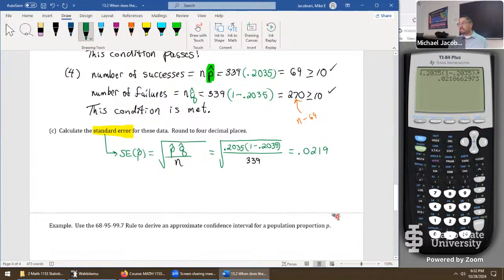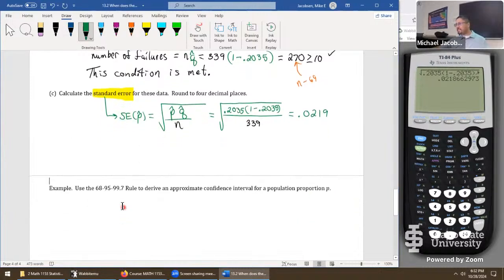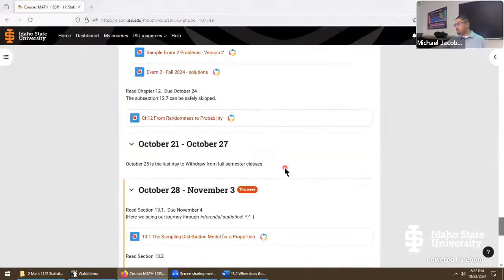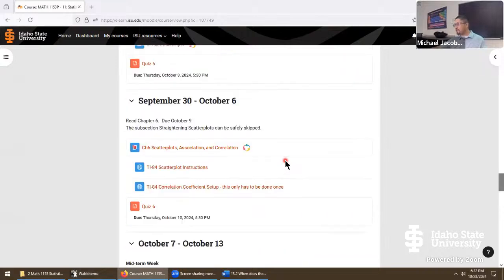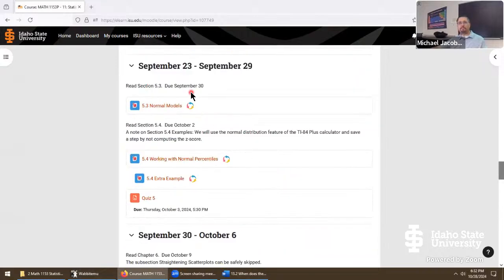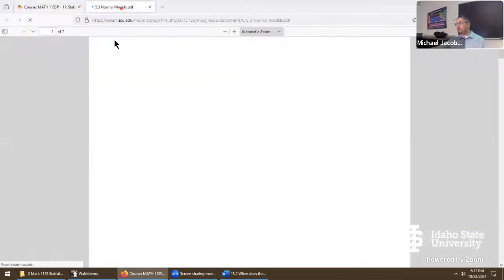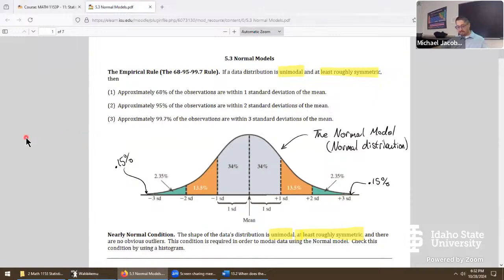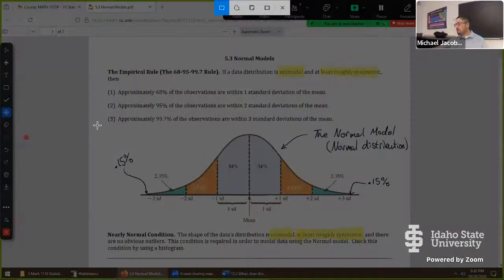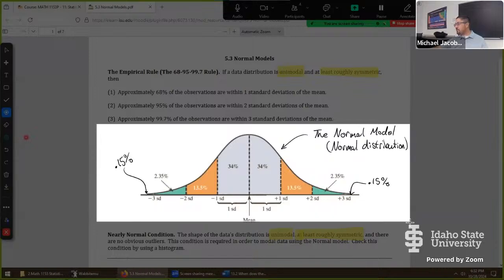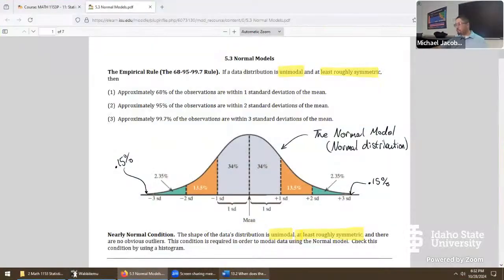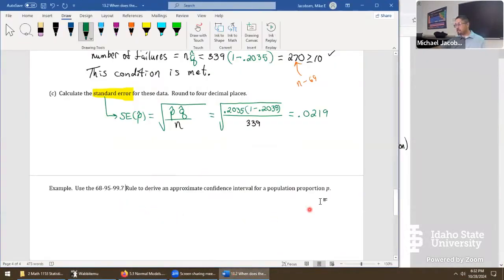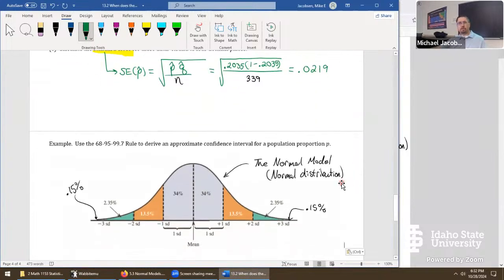The way it goes is about like this. Let's grab the 68, 95, 99.7 rule and just take a look at it. Let's plug it into the notes. Where did it go? This would be 5.3. All the way back over here. This will be as good of a screenshot as any. Let's dump that on the notes. Right here. Actually, I want a little bit more.